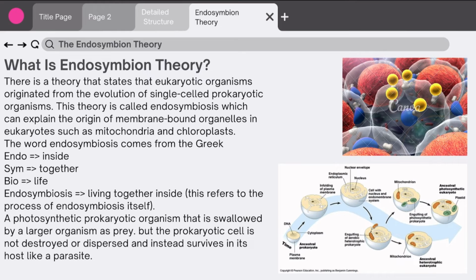chloroplasts. The word endosymbiosis comes from the Greek. Endo means inside, sym means together, bio means life. Endosymbiosis means living together inside. This refers to the process of endosymbiosis itself: a photosynthetic prokaryotic organism that is swallowed by a larger organism as prey. But the prokaryotic cell is not destroyed or dispersed, and instead survives in its host like a parasite.